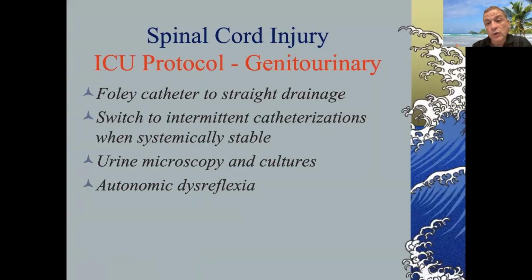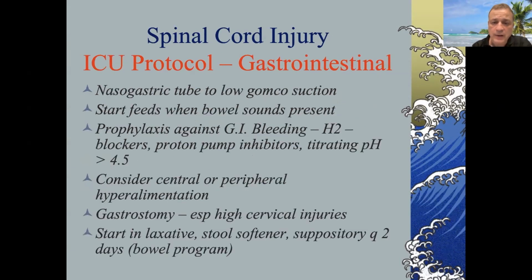The genitourinary system's not working. They have no voluntary contraction of their bladder, so they often require a Foley catheter initially. That's often changed to intermittent catheterizations when they're stable. They're susceptible to urinary tract infections, and they can later on get autonomic dysreflexia, which is manifest by hypertension, sweating, and headache, particularly when they get catheterized.